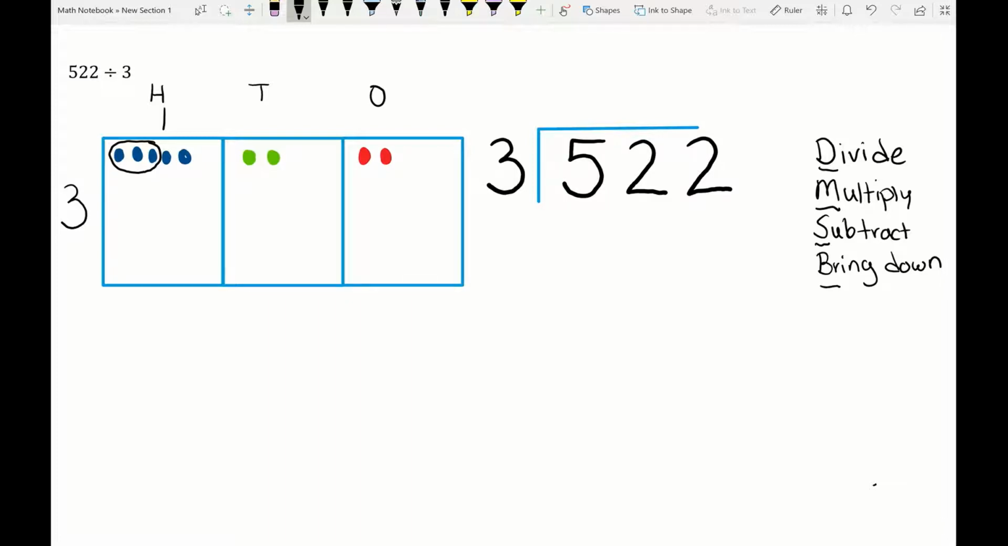We start with the largest unit. We're going to divide 5 hundreds by 3. How many groups of 3 can I get from 5 hundreds? I can get one group of 3. That's dividing. 5 hundreds divided into groups of 3 was one group. We started with 5 hundreds and grouped 3 of those hundreds. And we had 2 remaining.